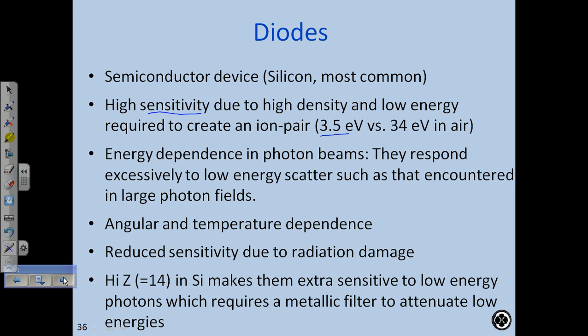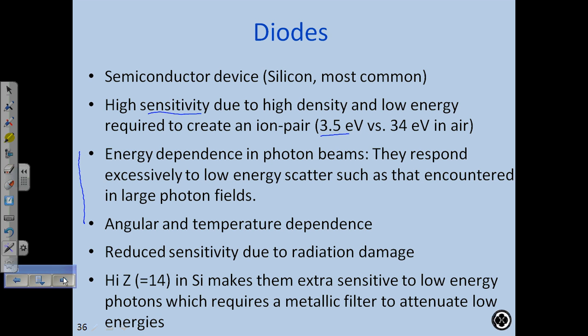Energy dependence. So there's some energy dependence with diodes. They respond excessively to low energy scatter, such as that encountered in a large photon field. So diodes are typically only spec'd to a field size of like 10 by 10. As your field size gets bigger, and your diode's in the middle of the field, for example, you're now reading more scatter, because you're reading photons that scatter off somewhere else and have enough opportunity to scatter enough times to create low energy photons.